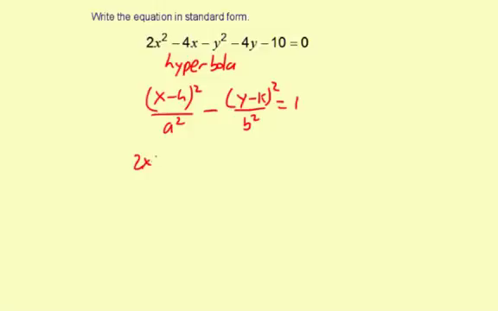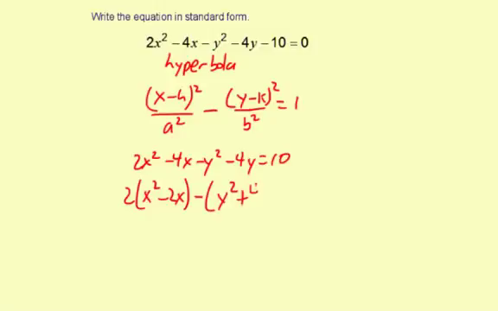So it's going to be 2x squared minus 4x minus y squared minus 4y equals 10. So now I'm going to factor out a 2 from the x term, so it'll be 2 and then times x squared minus 2x. And then this negative y squared, there's really nothing that can be factored out, but I have to account for the negative sign here.